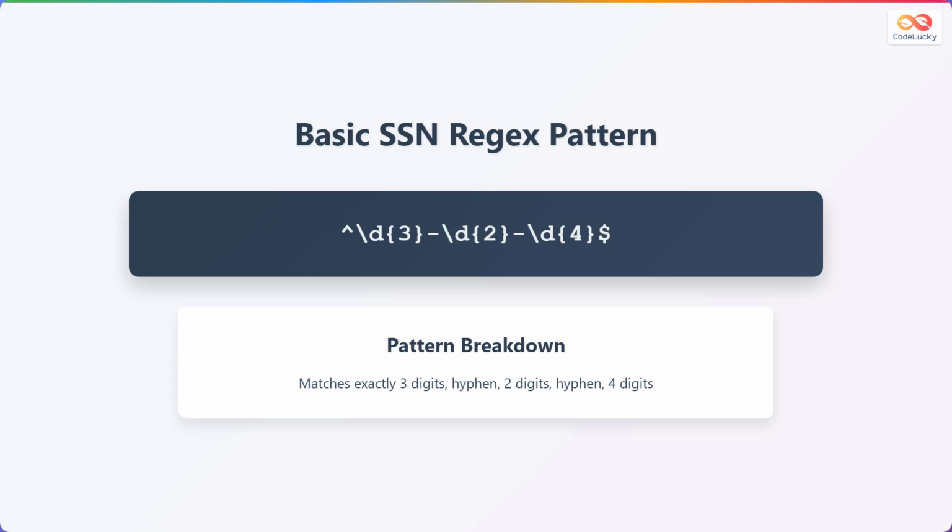\d{3} matches exactly 3 digits. Hyphen matches the hyphen character literally. \d{2} matches exactly 2 digits. \d{4} matches exactly 4 digits. This basic pattern ensures that the input string adheres to the expected Social Security number format of 3 digits, hyphen, 2 digits, hyphen, and 4 digits.